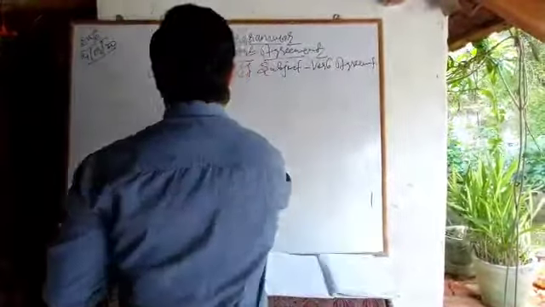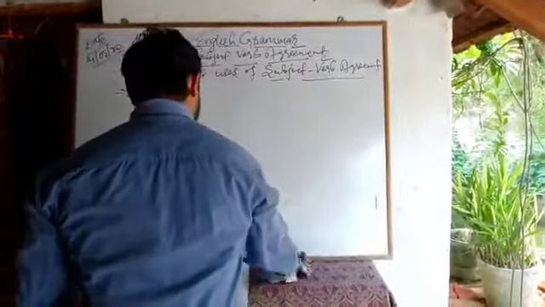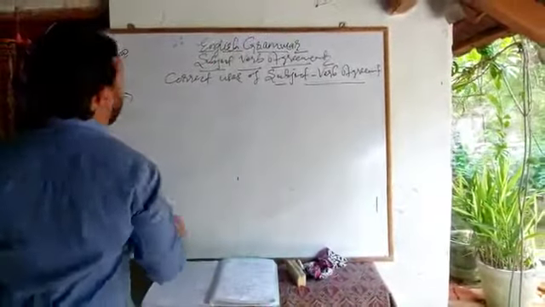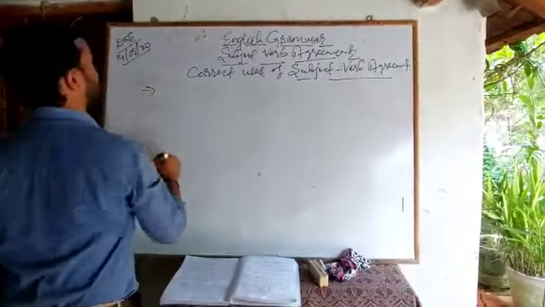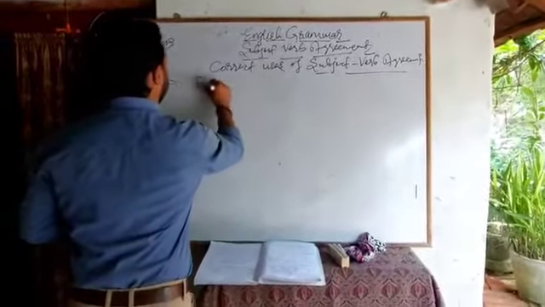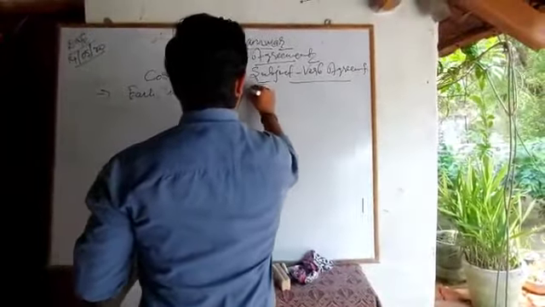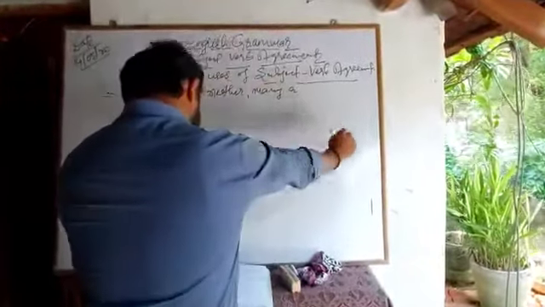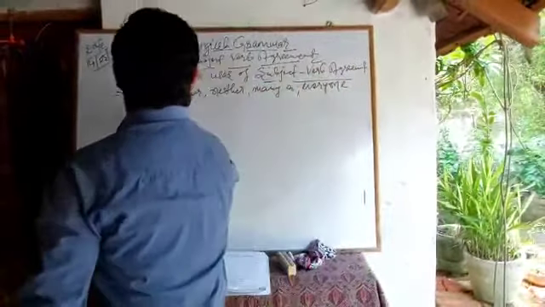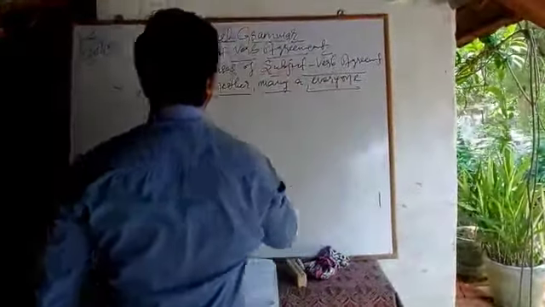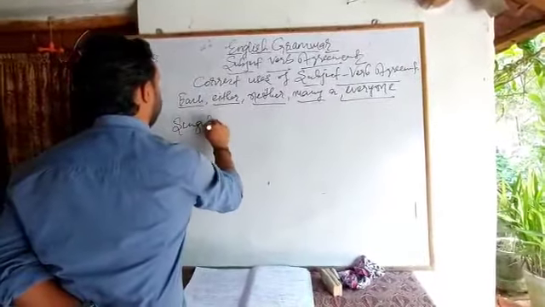Okay, the next use of subject verb agreement is with either, neither, each, everyone, many. When we have these types of words, we must follow a singular verb. Each, either, neither, many, everyone. These words always follow a singular verb.